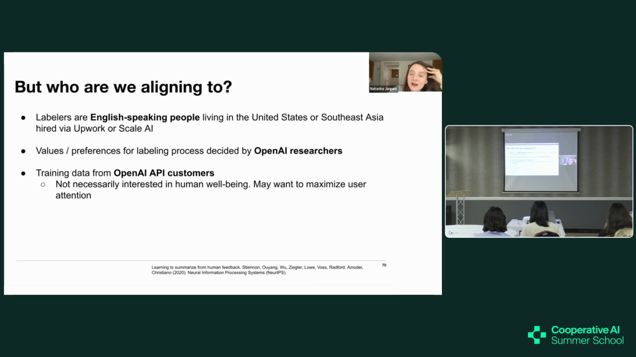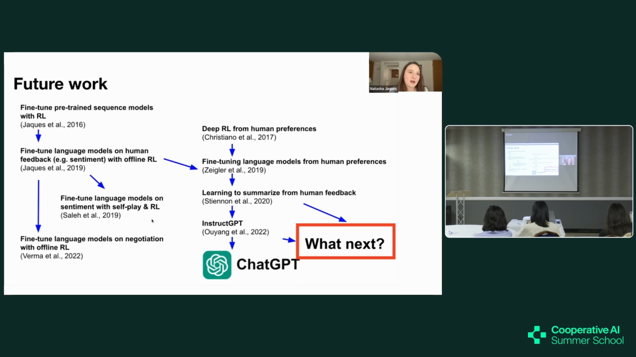So who are we actually aligning these models to? The labelers are English-speaking people in the United States or Southeast Asia hired via Upwork or Scale AI. But perhaps more where the bias is creeping in, the values and preferences that were decided for this process were decided by OpenAI researchers. So a small group of people deciding what are the values we want these giant models to have. And the training data is from OpenAI API customers. So the customers may want to have models that maximize user attention and engagement and may not necessarily be interested in human well-being. So are these researchers cooperative in the sense that we care about?